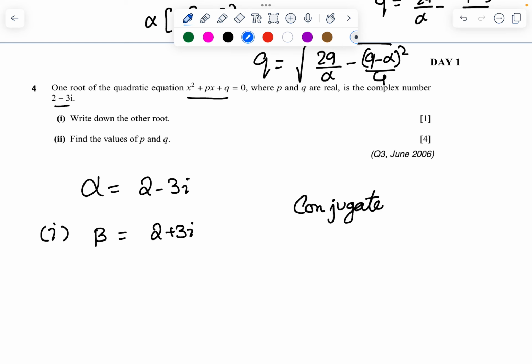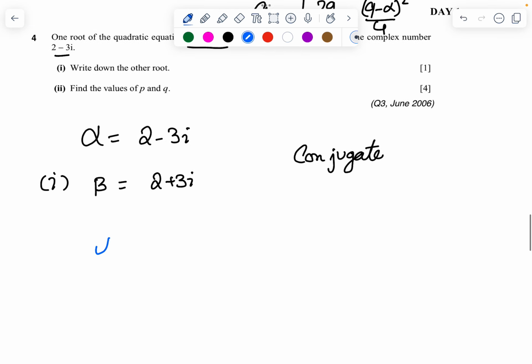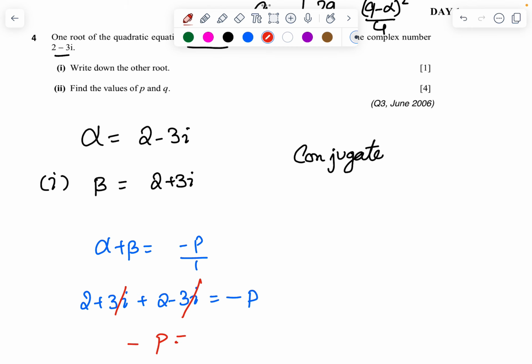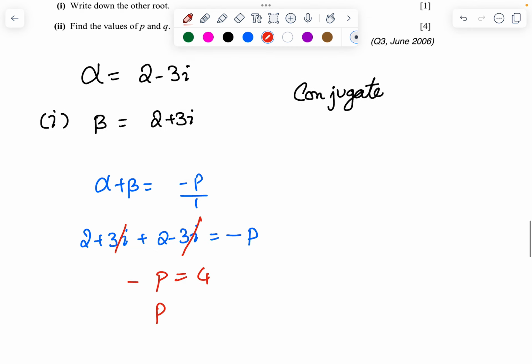Next, find the values of p and q. So the sum of the roots, alpha plus beta, should be equal to minus p by 1. So 2 plus 3i plus 2 minus 3i equals negative p. 3i gets cancelled. Negative p equals 4. P equals negative 4.